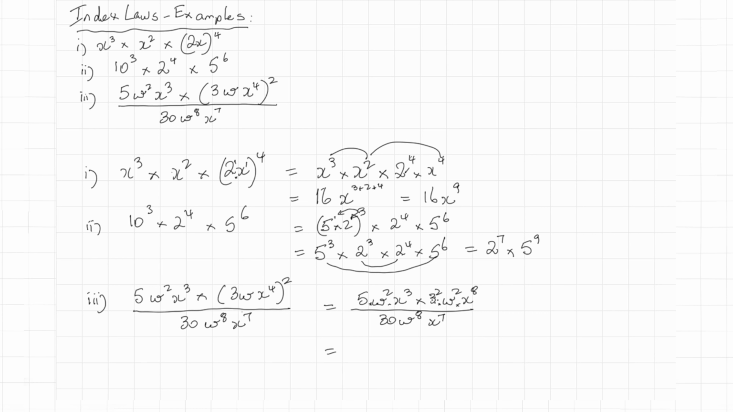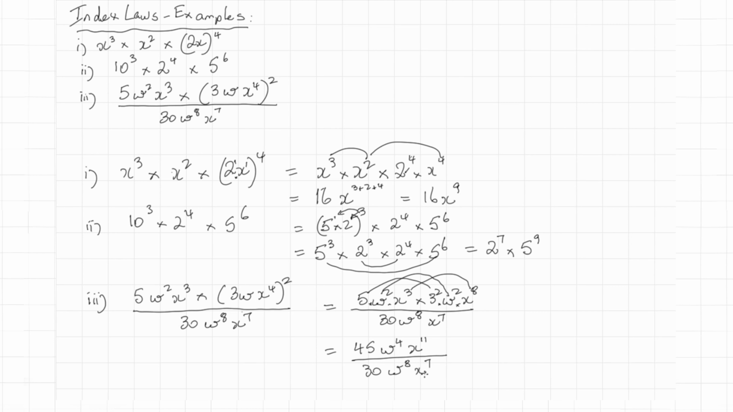So we know that 3 squared is 9. 9 times 5, so we'll do the numbers first. So 9 times 5 is 45. w squared times w squared, we use our first law, and that'll be w to the power of 4. We add the indexes, and that's x to the 3 times x to the 8. We times the two together, so we are adding the indexes, so that'll be x to the power of 11 all over 30w to the 8 x to the power of 7.